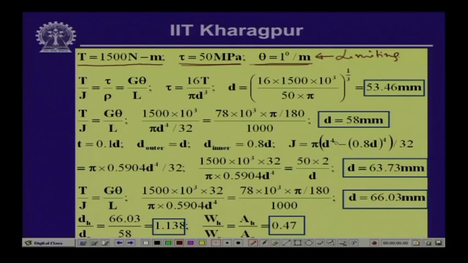Now, as we know, the expression T by J is equal to tau by rho is equal to G theta by L. This is applicable for both the circular shaft as well as the tubular shaft. Now, out of these, if we take the first part, that means T by J is equal to tau by rho, then we get the relationship we have seen earlier.